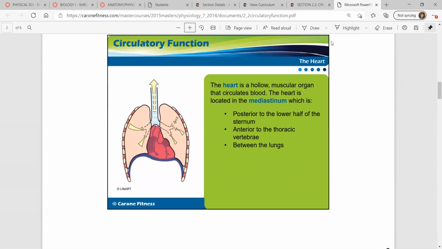The heart is a hollow muscular organ that circulates blood. The heart is located in the mediastinum, which is posterior to the lower half of the sternum, so behind your lower part of the sternum, anterior to the thoracic vertebrae, so in front of your vertebrae, and then between your two lungs. And you can see that here.